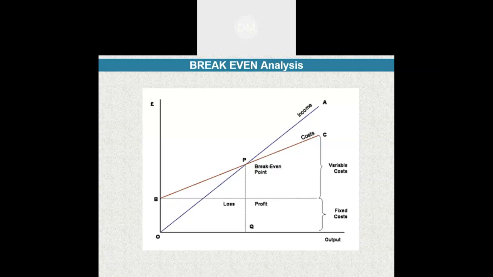Okay, so in this diagram, the line OA represents the variation of income at varying levels of production activity, and OB represents the total fixed cost in the business. As output increases, variable costs are incurred, meaning that total cost is equal to fixed cost plus variable cost.